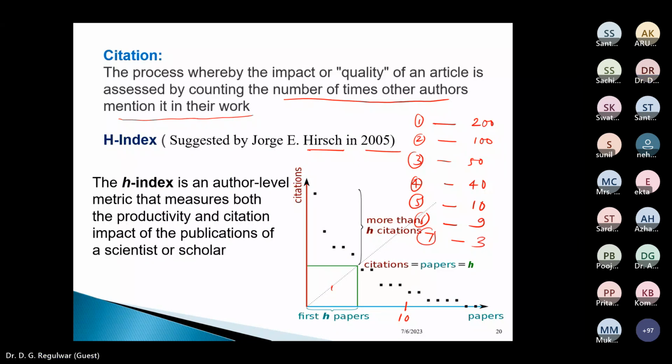3. That means when I go to the seventh, the citation count is less than my published paper number. So the number of published papers is 7, but the 7th paper has only 3 citations, whereas the 6th paper has more than 6, that is 9. And above that, all citations are more than 6. That is why my h-index is 6. So like this it is calculated.